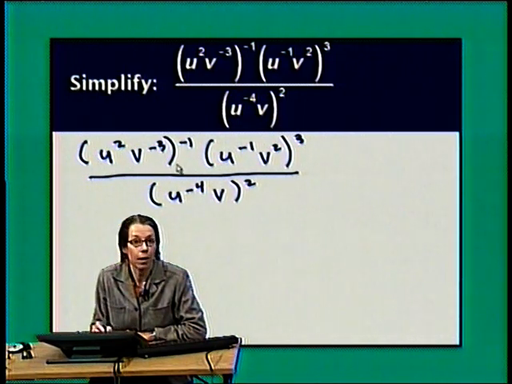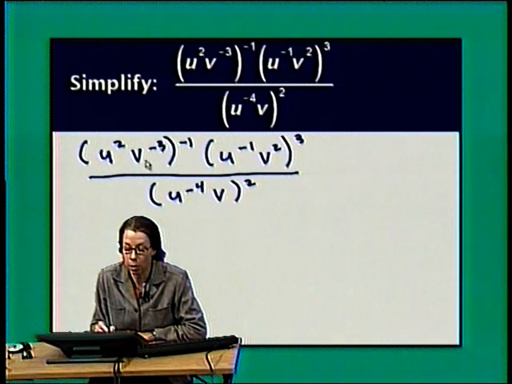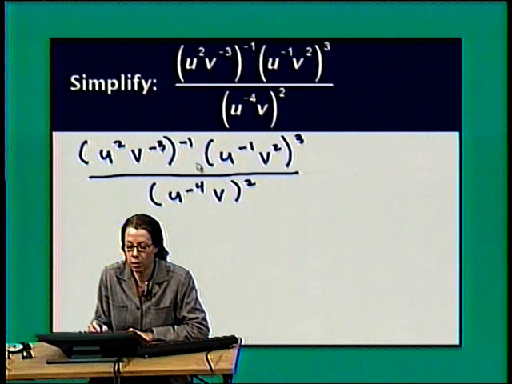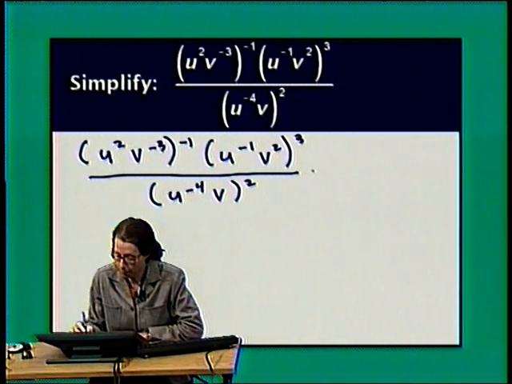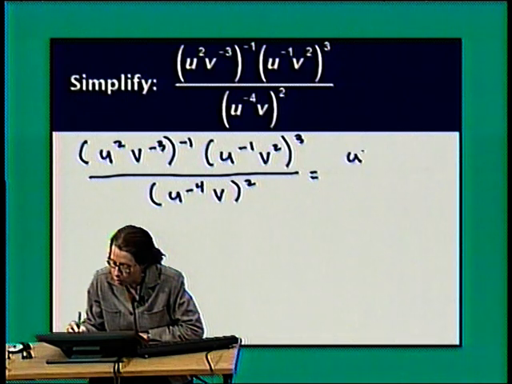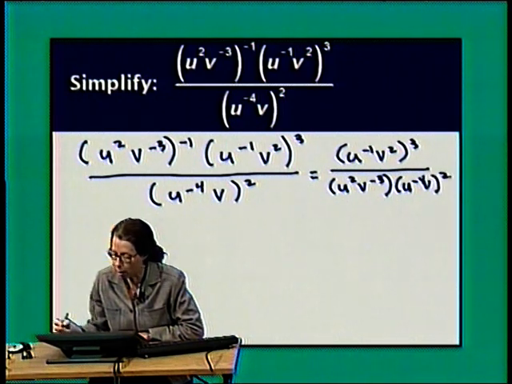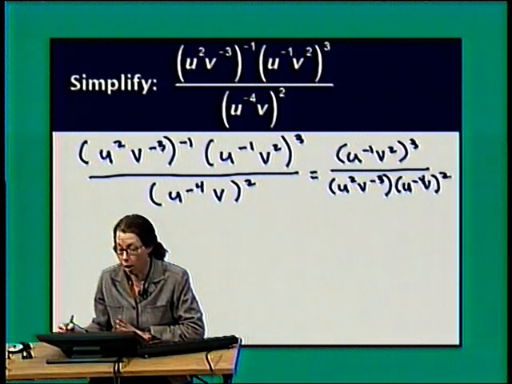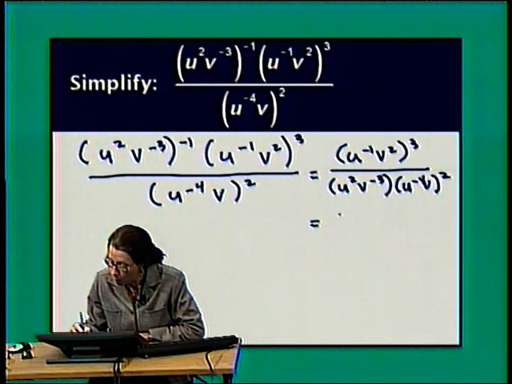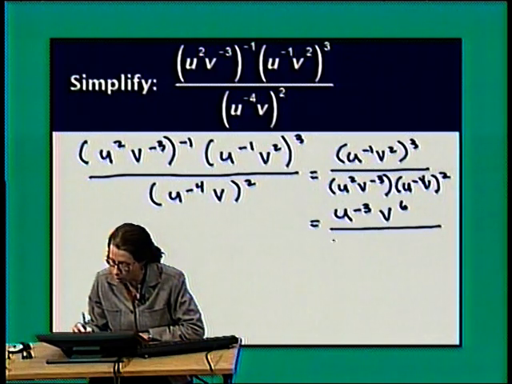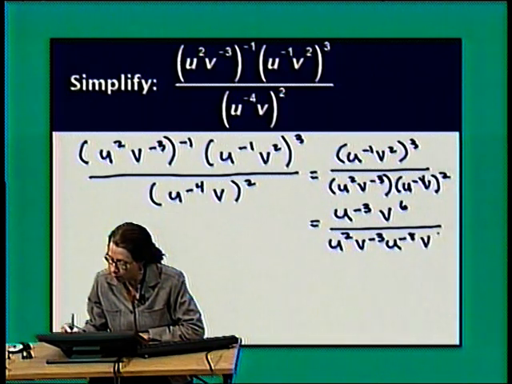In the numerator, I recognize that I'm looking at the reciprocal of u squared v to the minus 3. I think I'm going to move this expression down to the denominator. So I have u to the negative 1 v squared cubed over u squared v to the negative 3 u to the minus 4 v quantity squared. Now I'm going to apply the product to powers rule. Multiplying exponents, u to the negative 3 v to the 6th over u squared v to the negative 3 u to the negative 8 v squared.